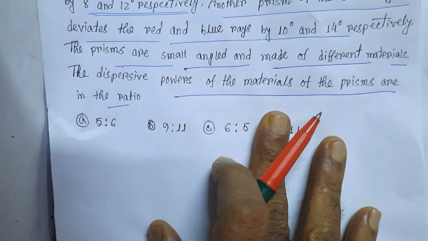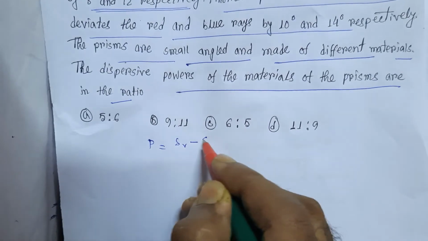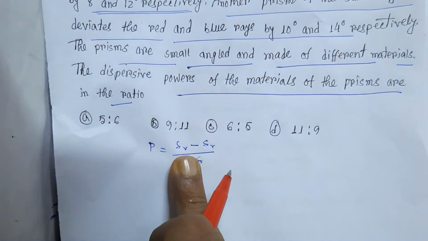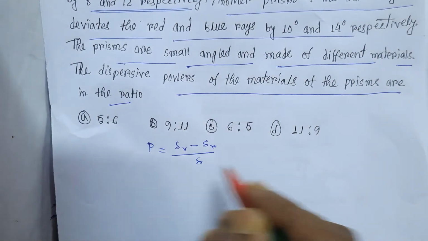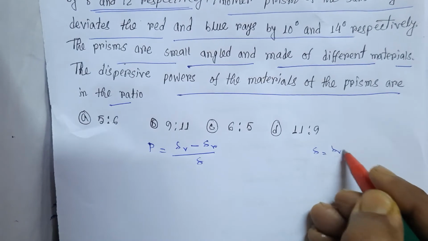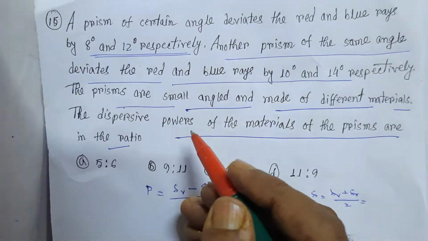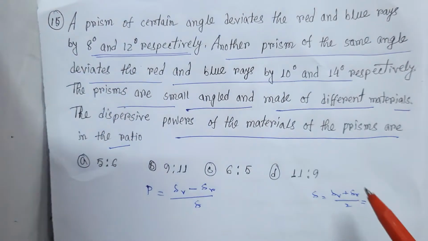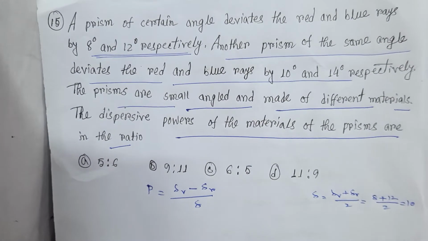We know that dispersive power P equals to delta V minus delta R by delta. Delta V is the deviation of the violet color, delta R is the deviation of the red color, and delta is the mean deviation. So delta equals to delta V plus delta R by 2. So for the first prism, delta is what? Delta R is 8 degree and delta V is 12 degree. So delta is 8 plus 12 by 2, that is your 10.